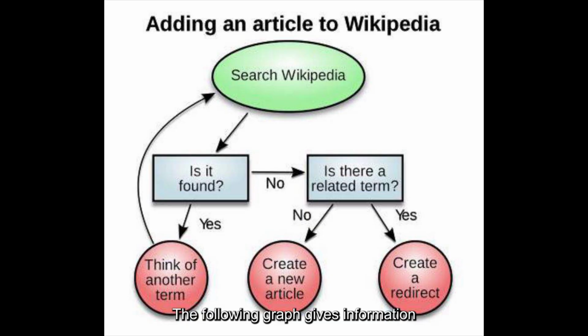The following graph gives information about adding an article to Wikipedia. It shows how the process is done. The steps include searching Wikipedia, thinking of another term, creating a new article. According to this graph, the first step is searching for Wikipedia. According to this graph, in the second stage, there are 2 questions. The first question is: is it found? And if the answer is yes, it goes to think of another term. If the answer is no, it goes to the second question: is there a related term? And if the answer is yes, it goes to create a redirect. If it is no, it goes to create a new article. In conclusion, this graph is very informative.